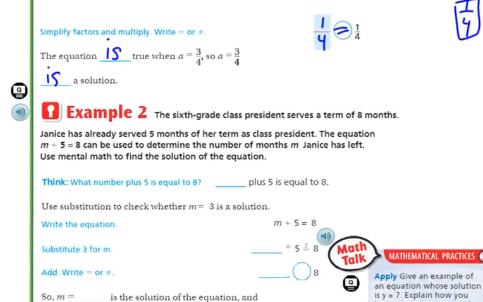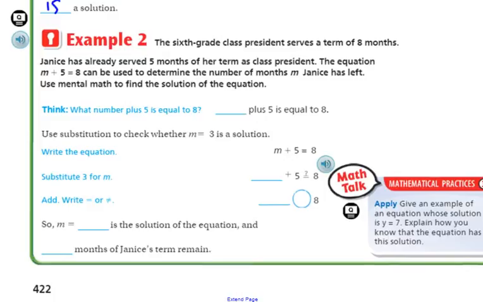What I'm going to have you do here, we're going to get down to a second example here, and I'm going to have you fill this one in on your own. I'll read the problem, but then I'm going to have you pause it, fill it in on your own, make sure it matches mine. So please follow along here. It says, the 6th grade class president serves a term of 8 months. Janice has already served 5 months of her term as class president. The equation m plus 5 equals 8 can be used to determine the number of months m Janice has left. Use mental math to find the solution of the equation.